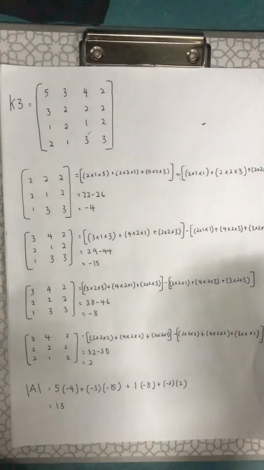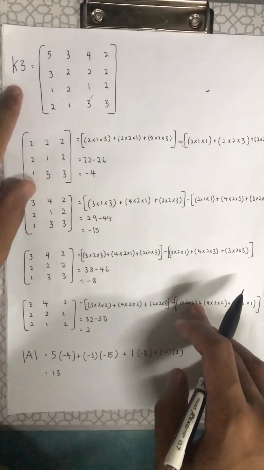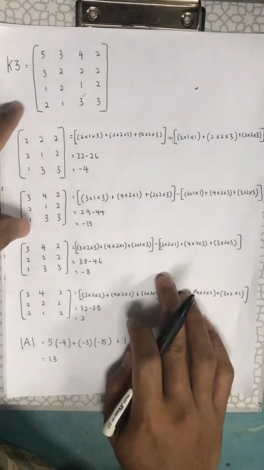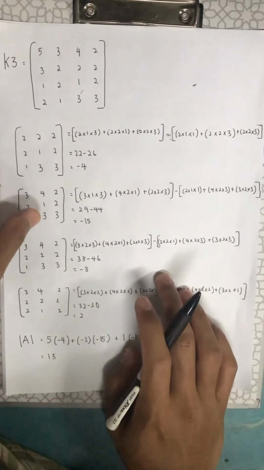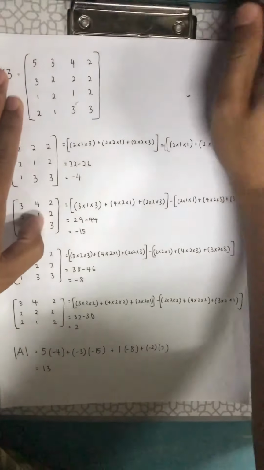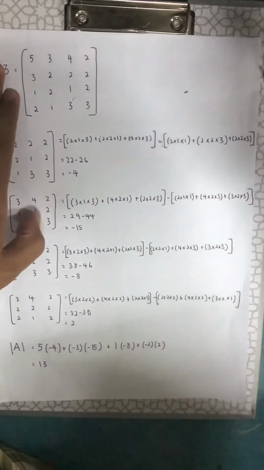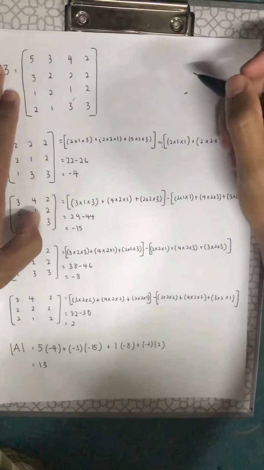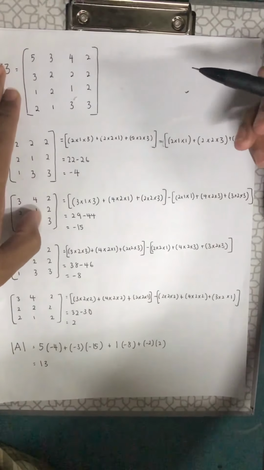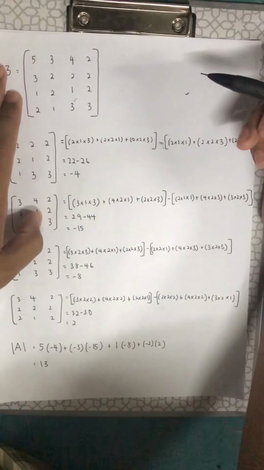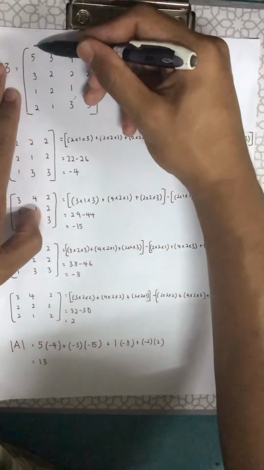Okay, to find the inverse for K3, first of all, you have to identify the determinant for the matrix. To find the determinant for the matrix, first of all, you have to close the first row. We have to identify which column or row that we want to use. So we want to use this column.